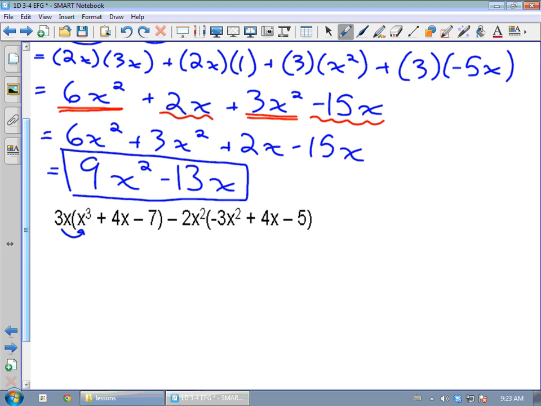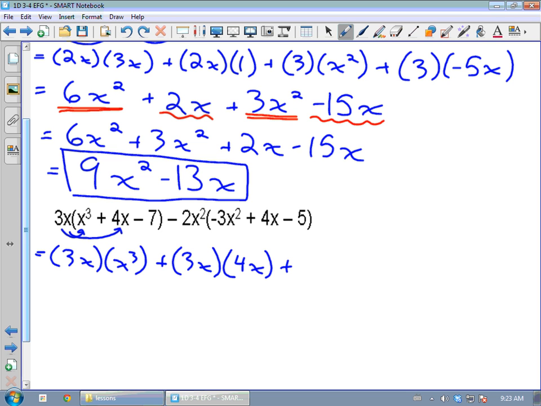So 3x times x cubed. Well, I didn't write that very nicely. Let's try this again. 3x times x cubed plus 3x times 4x plus 3x times negative 7.